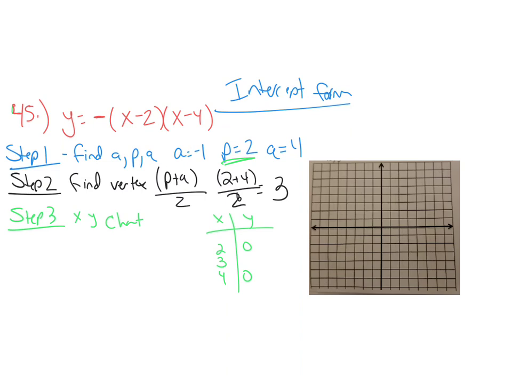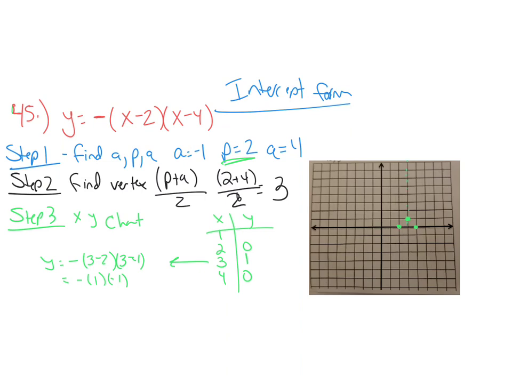Now, you don't have to just pick these points only. You can also pick more if you wanted to add 1. You could. You don't have to. So I'm going to plug in 3. I say y equals negative 3 minus 2, 3 minus 4. I end up with negative 1 times negative 1. So it's going to be positive 1. And so I really only need 3, 1. Put it there.